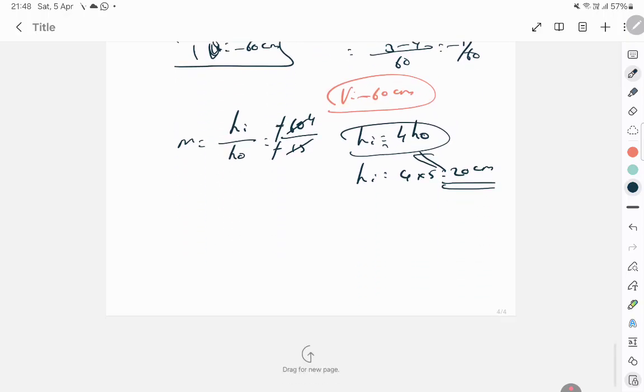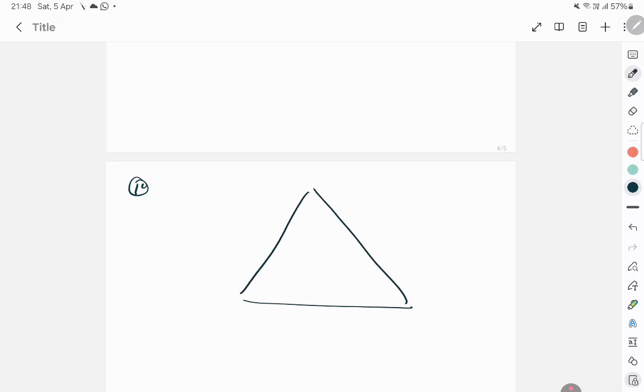Let's go to next question. 10th question. A ray of light falls on a triangular prism. So let's draw a triangular prism. You know, it's not given equilateral glass prism, just given triangular prism, in such a way that the deviation of the emergent ray is minimum for the prism.